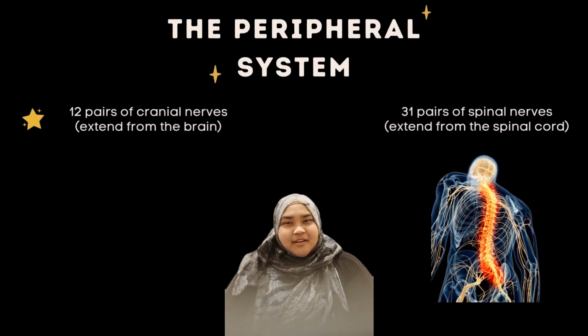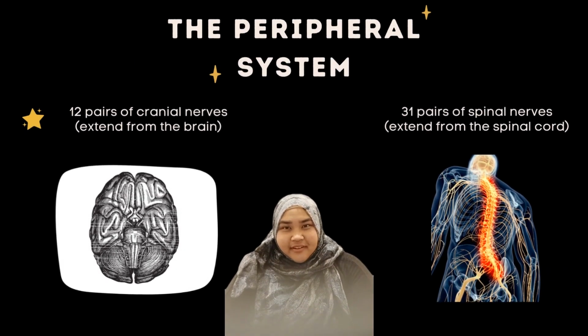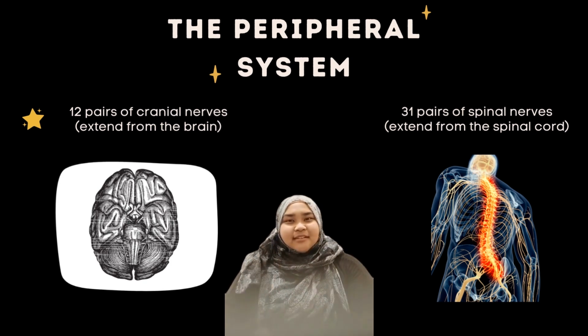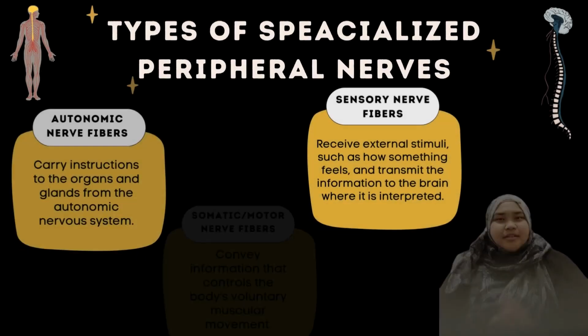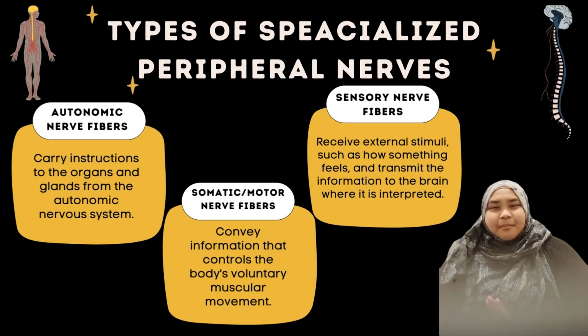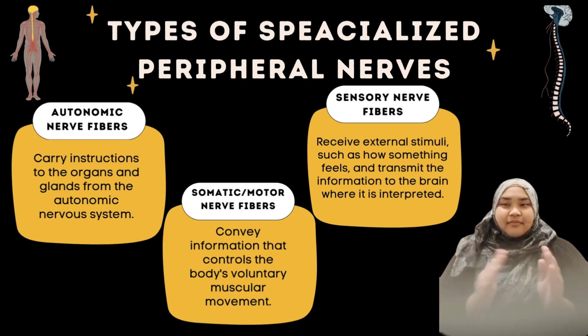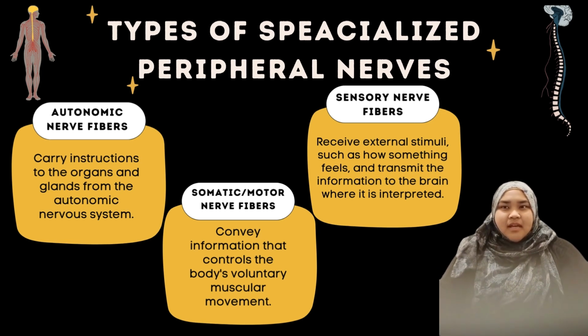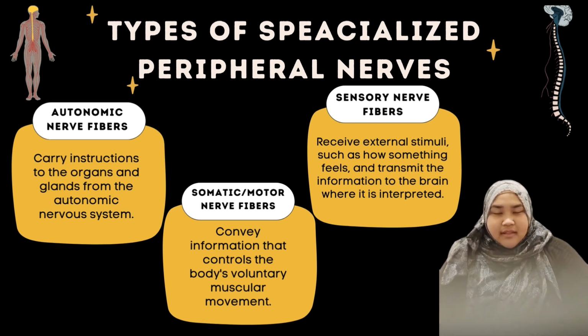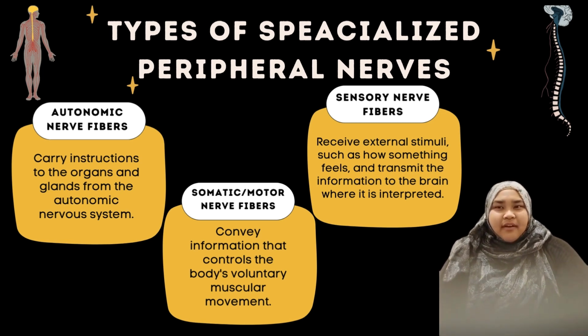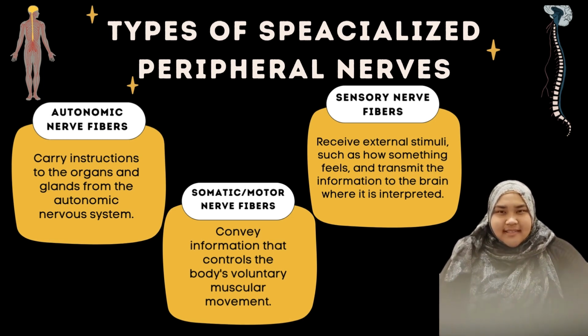The peripheral system consists of 12 pairs of cranial nerves that extend from the brain and 31 pairs of spinal nerves that extend from the spinal cord. The word peripheral means pertaining to the body parts that are away from the center of the body. There are three types of specialized peripheral nerves, and their job is to transmit signals and to inform the central nervous system. The first one is autonomic nerve fibers, which carry instructions to the organs and glands.